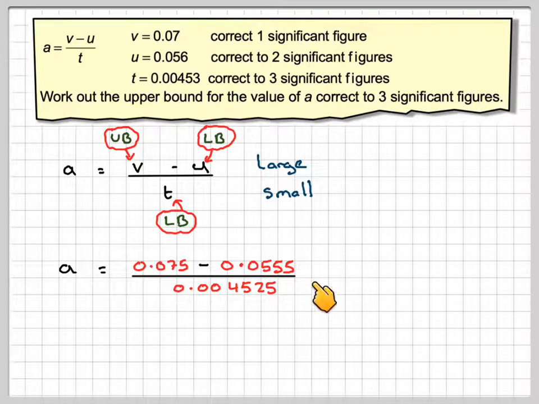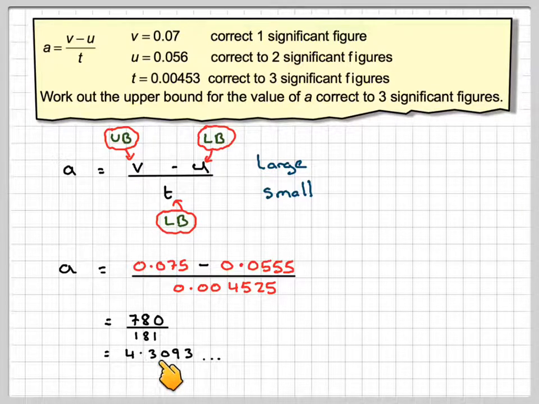So we just pop that in our calculator. Use the fraction button on your calculator. That's going to give you 780 over 181. And then use the S to D button to get 4.3093. We have to give our answer to three significant figures, so that 9 is the third significant figure. We'll make that 0 and round up, so we give a final answer of 4.31 to three significant figures.